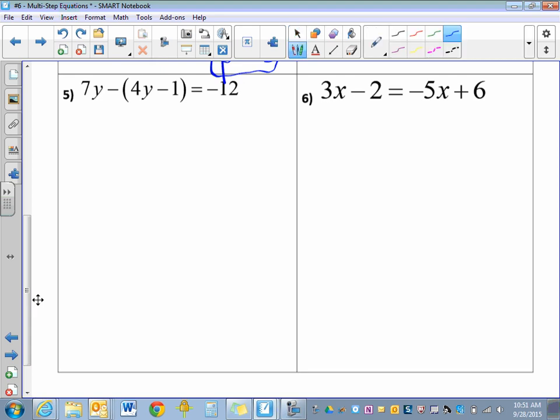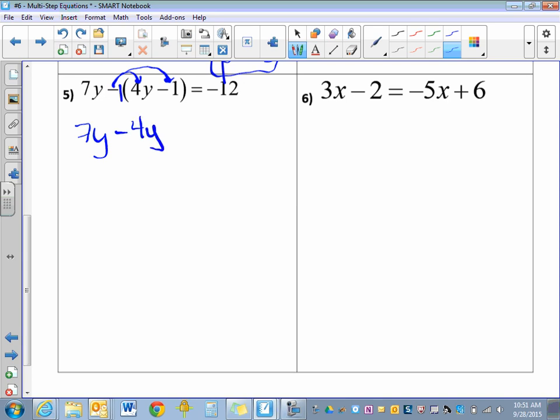Okay. Again, we have parentheses here. We need to get rid of it. What are we going to do with that? Alex? What are we going to do to get rid of these parentheses here? Distribute, right. We have this negative. You can think of that as -1. We're going to distribute that to both pieces. So again, 7y. -1 times 4 is -4y.